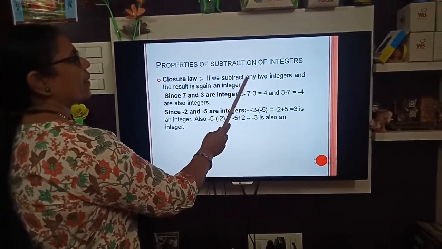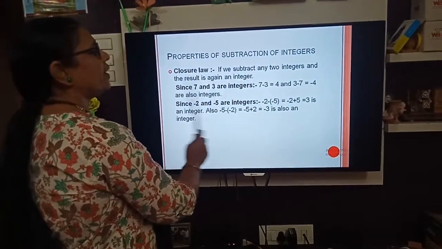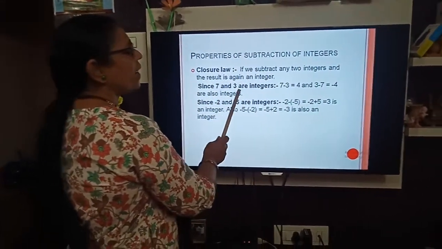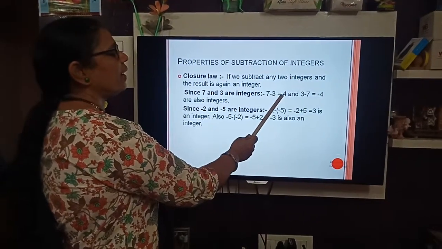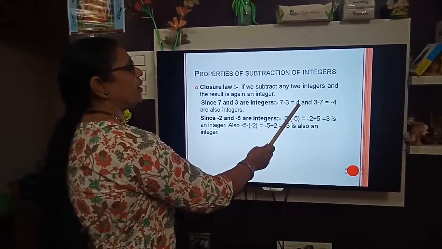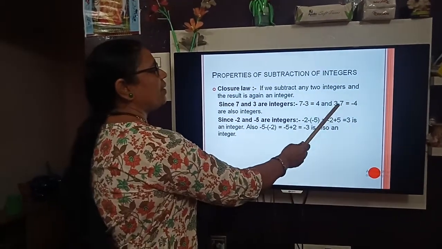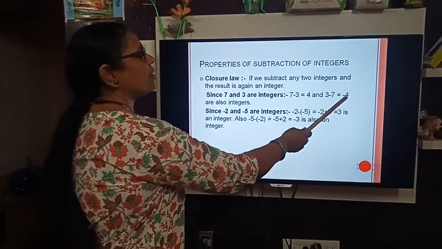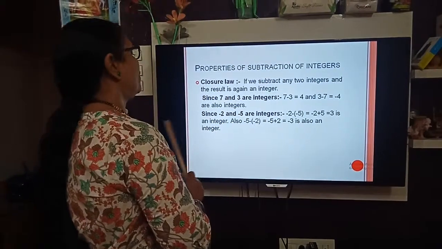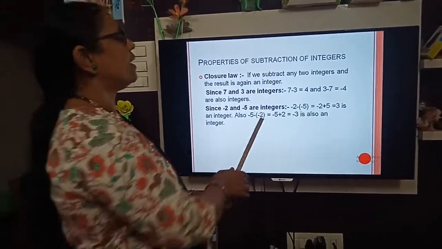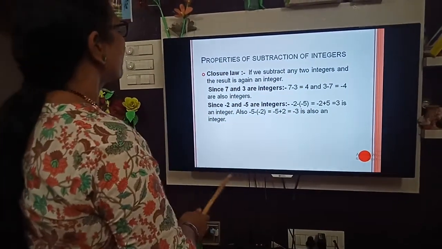If we subtract any two integers, the result is again an integer. Since 7 and 3 are two integers, if we subtract 3 from 7, we get 4, and 4 is an integer. And 3 minus 7 gives minus 4, and minus 4 is also an integer. So in both cases we are getting integers only.